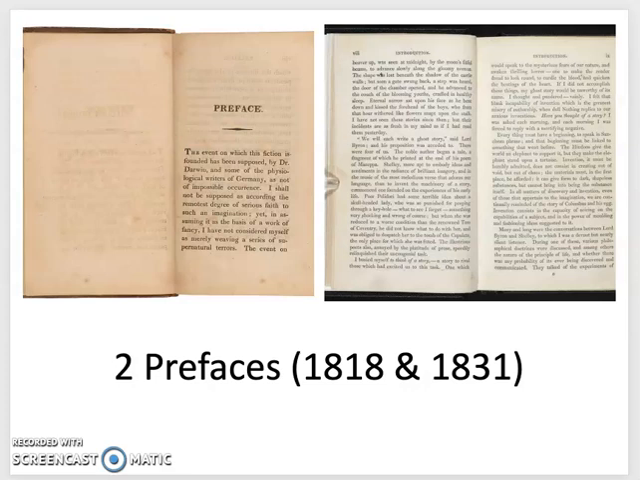Fun fact, Mary Shelley did not actually write both of these prefaces. She only wrote the second one in 1831. We're not going to have time to go into the 1831 preface, but do make sure to read that. It's really well written. It's interesting. I think you'll enjoy it.